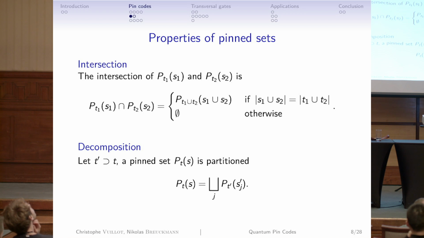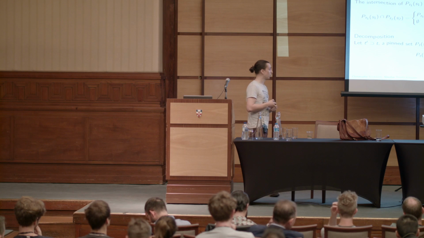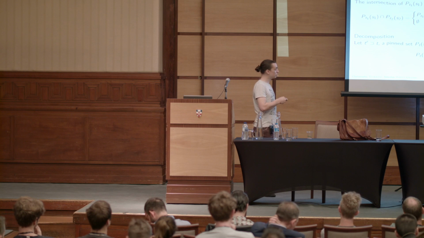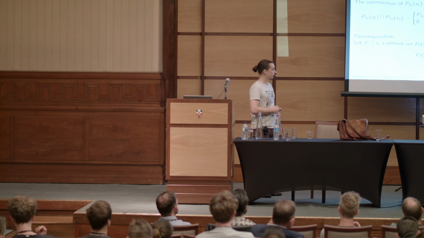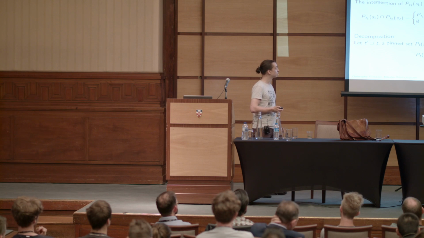And the second one is a decomposition property. If I look at one pin set of type T and collection S, then I can split it into a disjoint union of other pin sets. Basically, the intuition is that I can split the flags in my pin set according to their value on some other level that was not pinned. So thanks to these two properties, I'm going to be able to prove all the rest that I will need to prove.